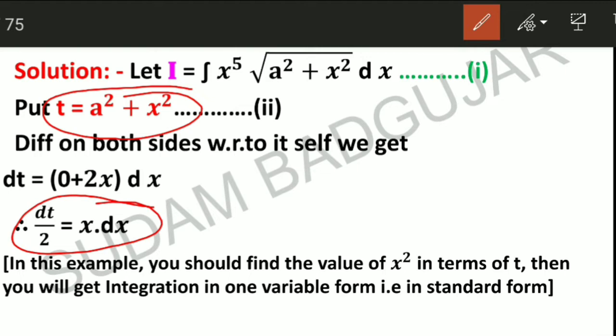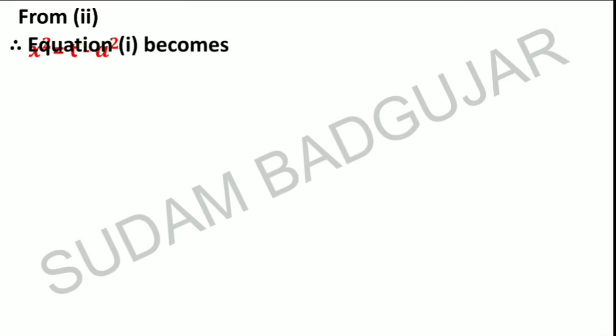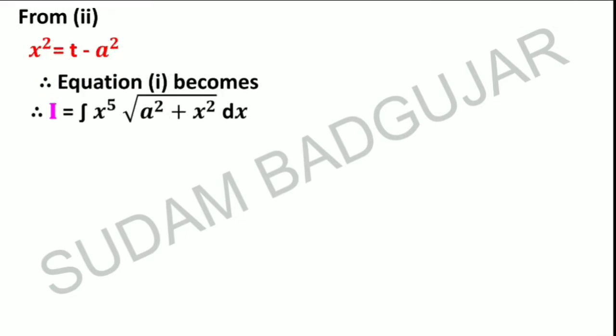After that you have to find out the value of the old variable in terms of the new variable. So in this case you have to find out the value of x square in terms of t. What is x square? From this substitution, from question number 2 on your screen, x square is equal to t minus a square. Okay, means x square is equal to t minus a square.